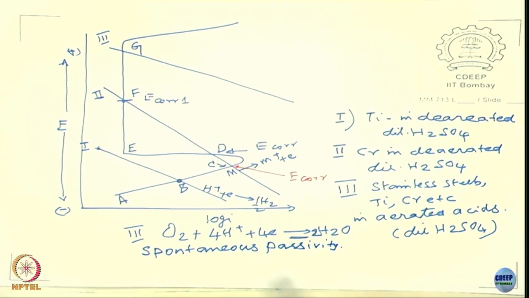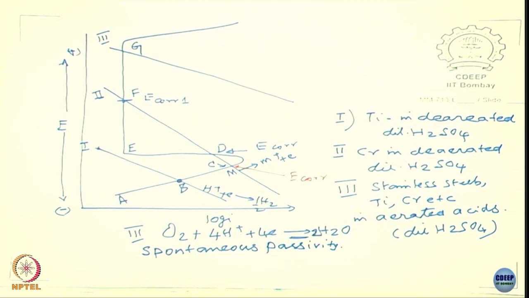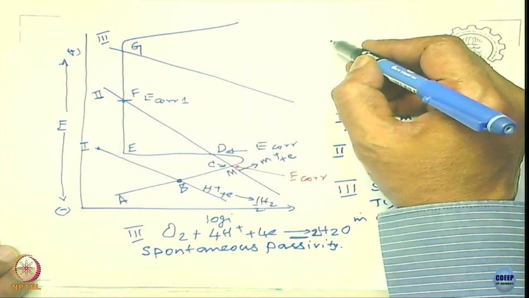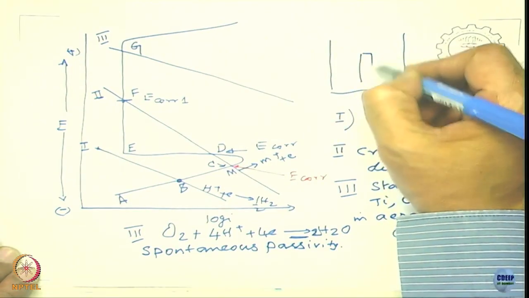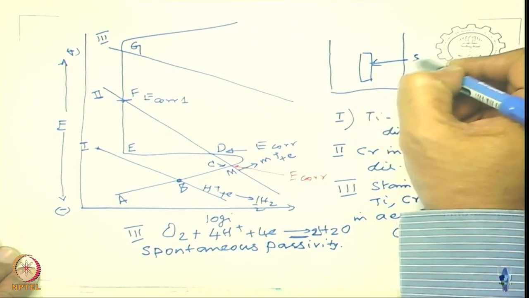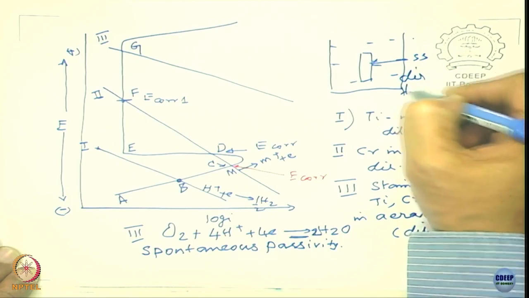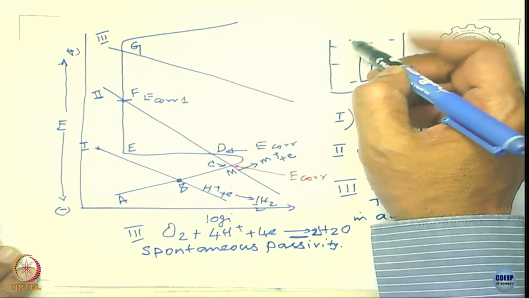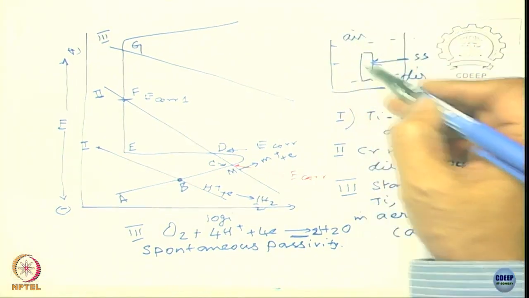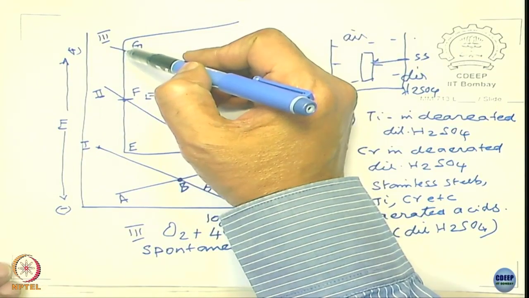The metal here undergoes spontaneous passivity because why? Because I just immerse, let us say, a stainless steel in dilute sulfuric acid. I do that and I have air. Now this stainless steel is spontaneously passivating, no problem, because the potential is going to the passive region.